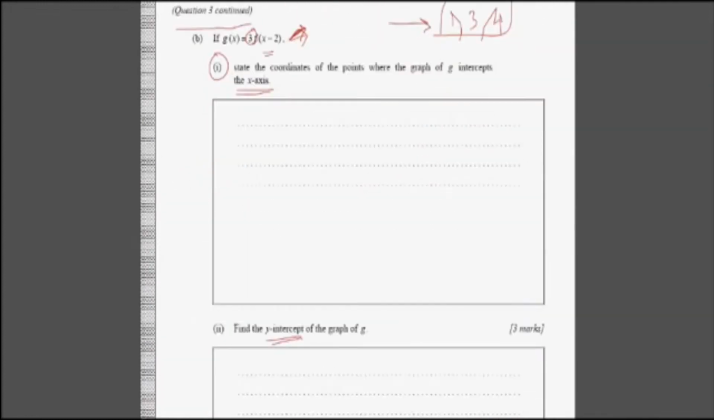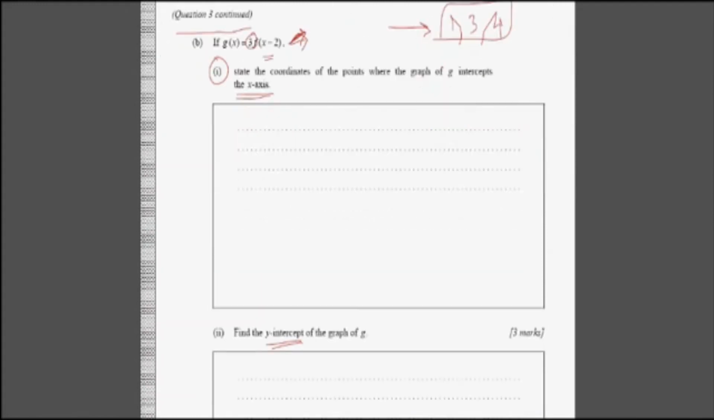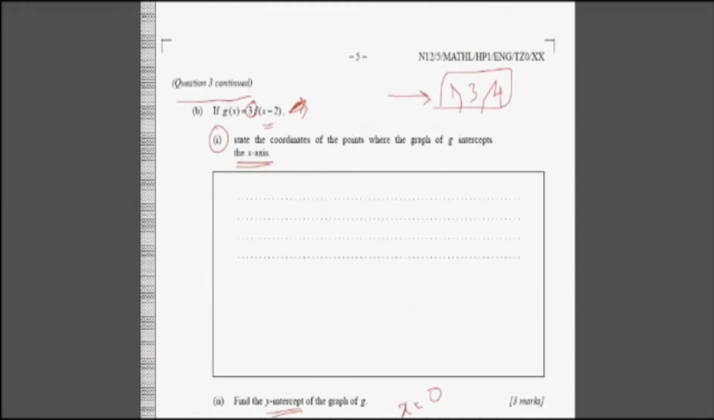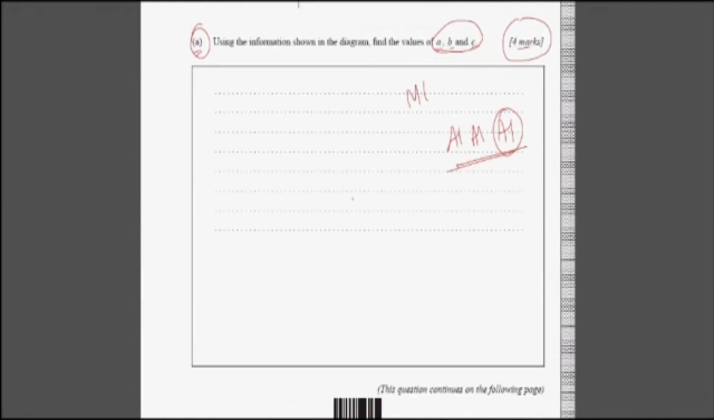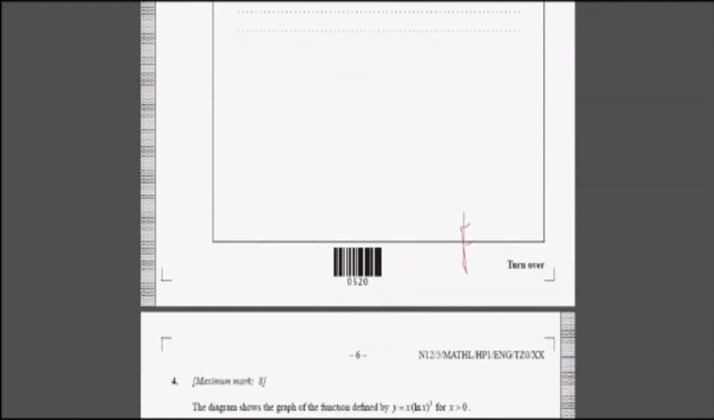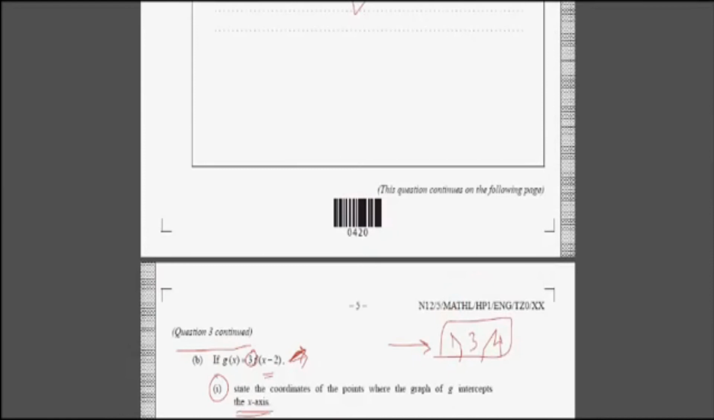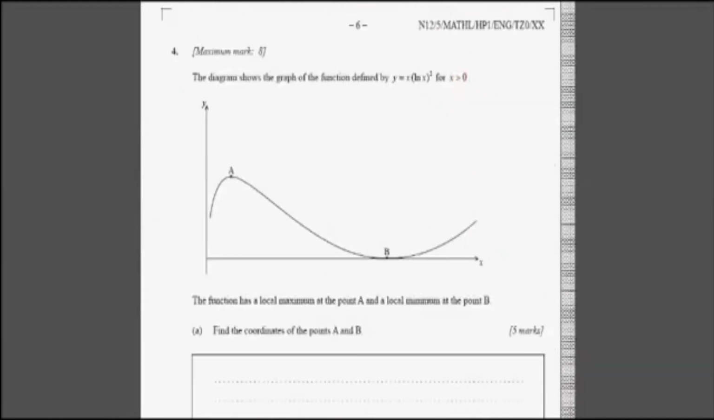So it is not 3 here, please do not make that mistake of 2 plus 3, but it is the y-intercept. You know what the y-intercept is: when x is equal to 0, therefore it is g of 0, which is 3 times f of minus 2. So you know what f is if you have done this correctly. If your answer for the previous question was wrong, you can get follow-through marks for this, just by substituting the value of minus 2 into whatever answer you have got in that part.